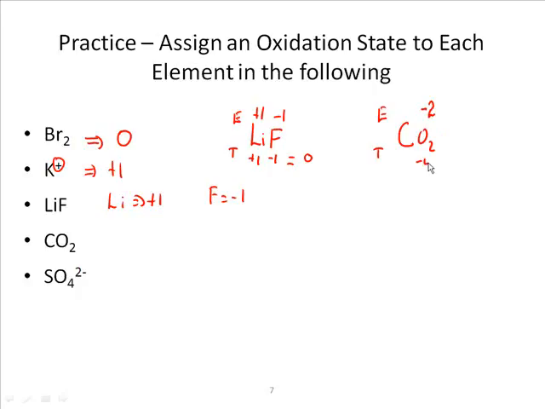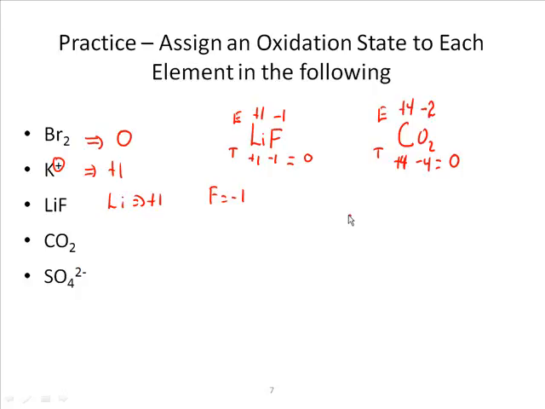Since there are two oxygens, the total of all oxygens is a -4. Again, this is a compound, so the sum of all the oxidation states has to equal 0. So if that's the case, then carbon has to be a +4. So the oxidation state of carbon is a +4, and the oxidation state of oxygen is a -2.